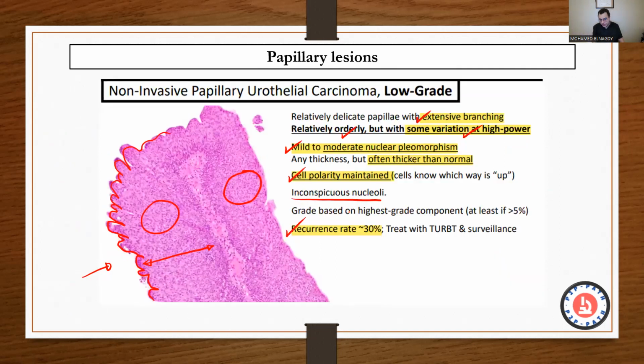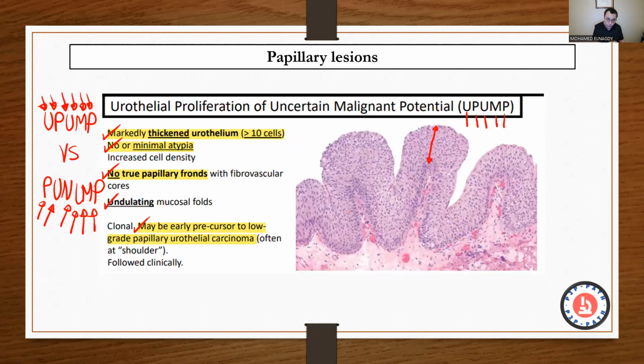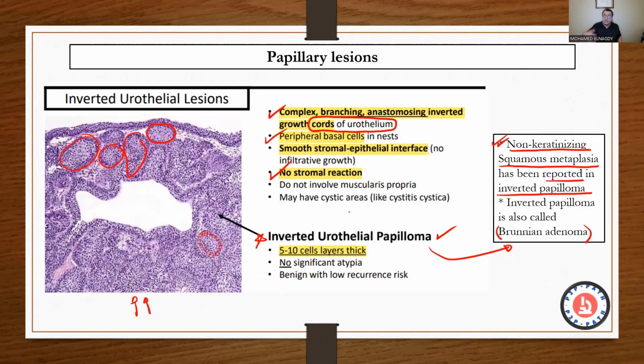It's PUNLMP versus low-grade papillary urothelial carcinoma, which has fingers on fingers and thickness, organization, no loss of polarity, no mitosis, no significant atypia. If you see loss of polarity, significant atypia, and the same finger-like projections with fingers on fingers, this is high-grade papillary urothelial carcinoma. And if you don't really see true fingers, it's just wavy mucosa or undulating mucosal folds with the same features of PUNLMP. This is called UPUMP, which is urothelial proliferation of uncertain malignant potential.